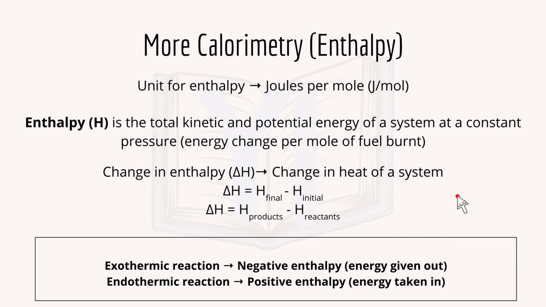And enthalpy, or H, is the total kinetic and potential energy of a system at a constant pressure, and it's the energy change per mole of fuel burnt. And the change in enthalpy is the change in the heat of a system, and delta H equals H final minus H initial, like this. And as we talked about just now, exothermic reaction is negative enthalpy, and endothermic reaction is positive enthalpy.